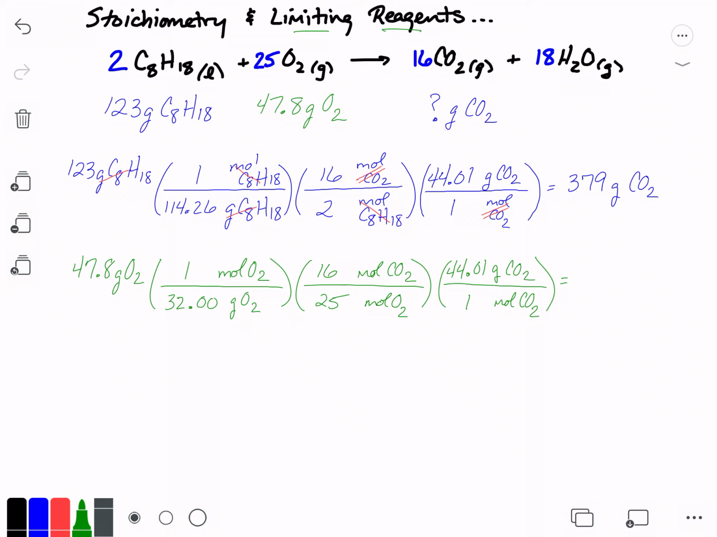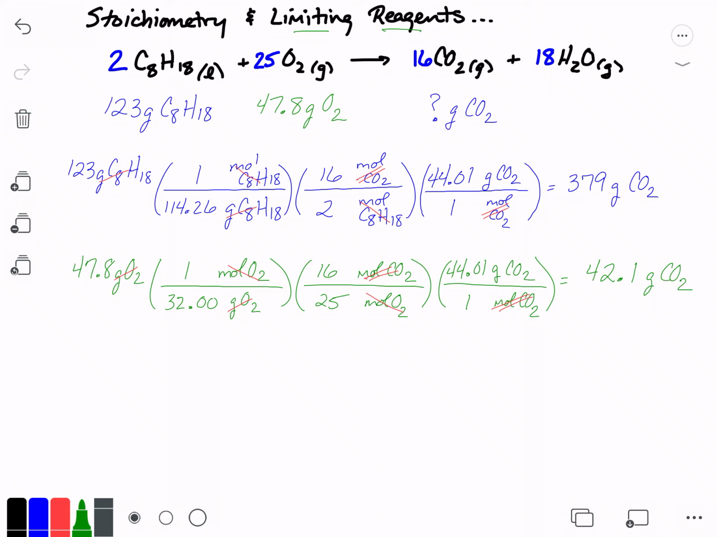And now I'll go through and do the math just the same way that I did before. I'll convert here to get to moles of oxygen, 47.8 divided by 32. Then I'll do my mole ratio in the next step, so I'll multiply by the 16 on top, divide by the 25 on the bottom. And then my last step, times 44.01, gives me my mass of CO2 that could be produced here. So, rounding to 3 significant figures again, 42.1 grams of CO2.